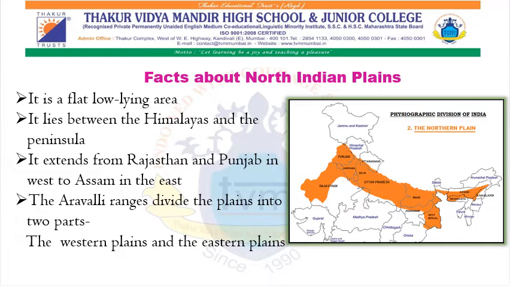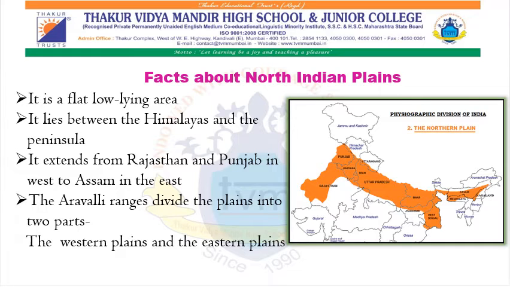This is a flat low-lying area which lies between the Himalayas and the peninsula. It extends from Rajasthan and Punjab in the west to Assam in the east. The Aravalli ranges divides the plain into two parts, that is the western plain and the eastern plain.